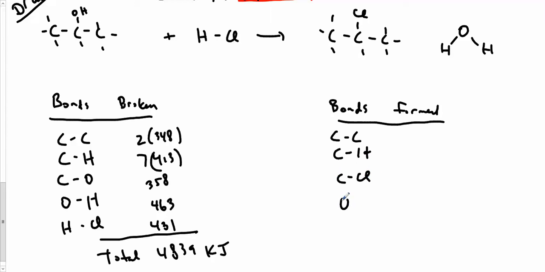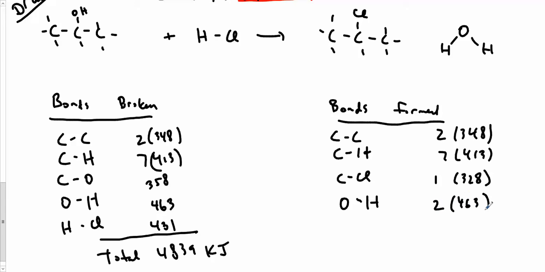Bonds formed, I see CCs, I see CHs, I see a CCl, and I see OH over here. I need 2 at 348, I need 7 at 413, I need 1 at 328. Again, these values you can find in your textbook or online. And there's 2 OHs, so there's 2 at 463. And I total those, and I get 4841 kilojoules.